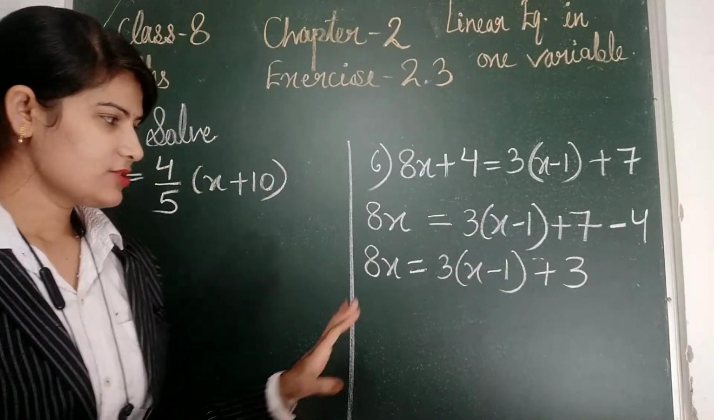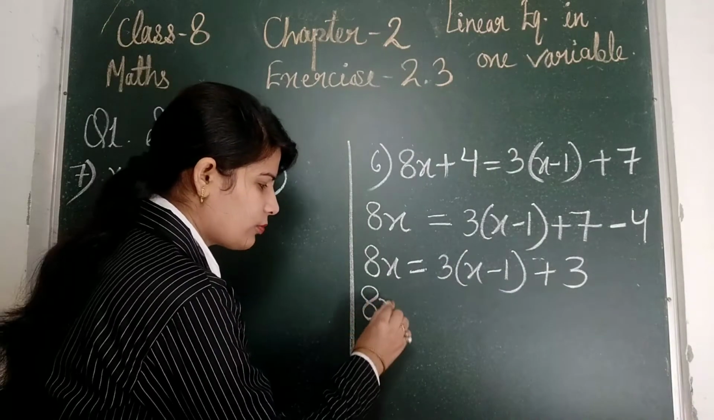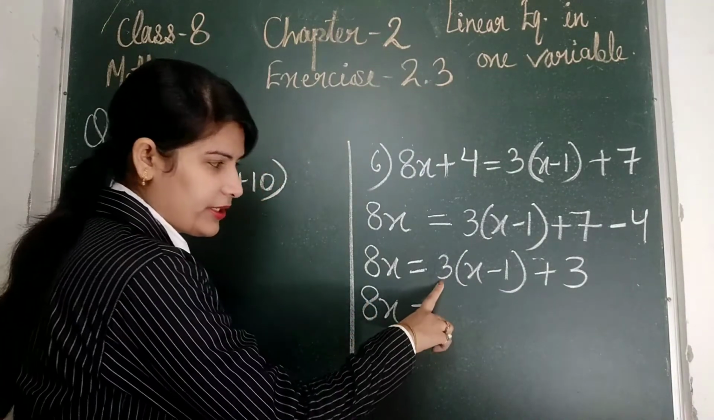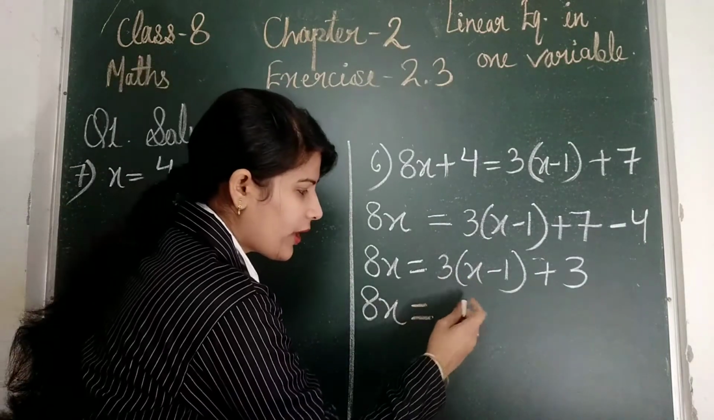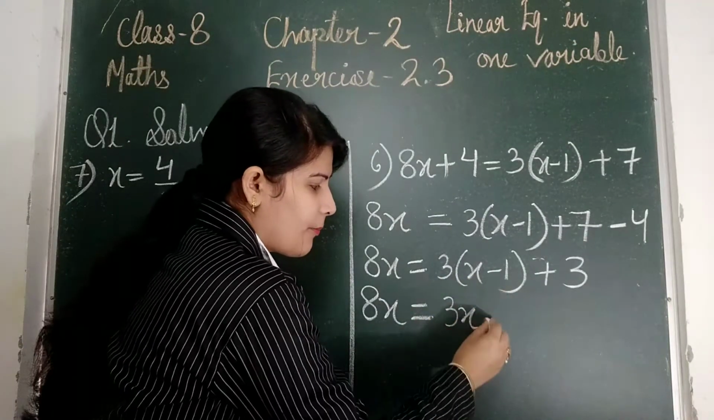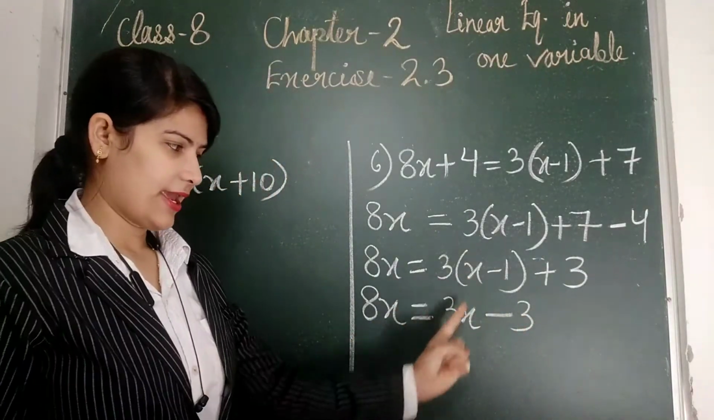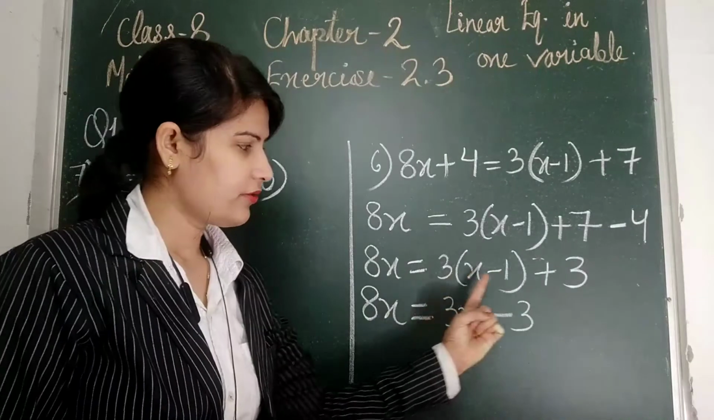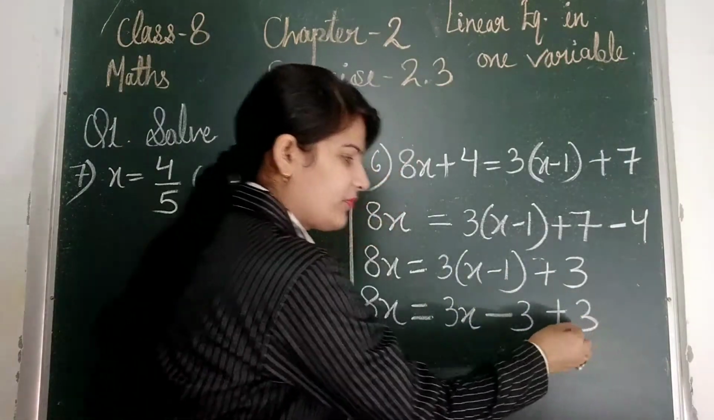Now there is no variable term, not at all. So what do we have to do? Simple. We have to multiply this number by this one and open the bracket. 3 into x is 3x, minus 3 into 1 is 3. Okay, 3x minus 3 into 1 is 3. Now this one is plus 3.